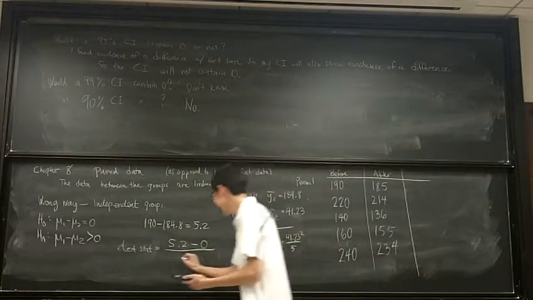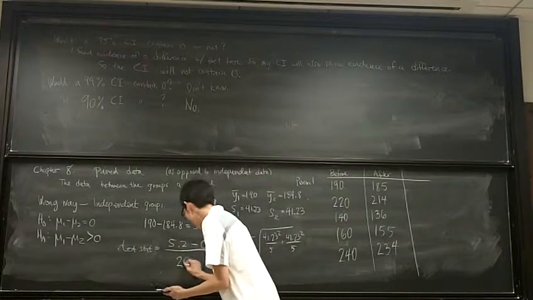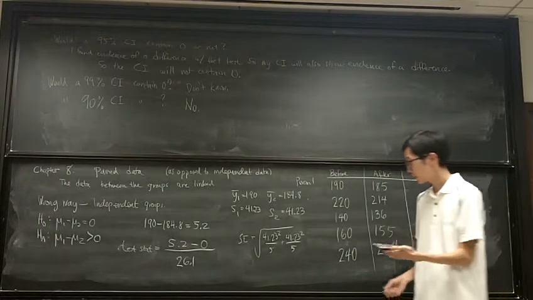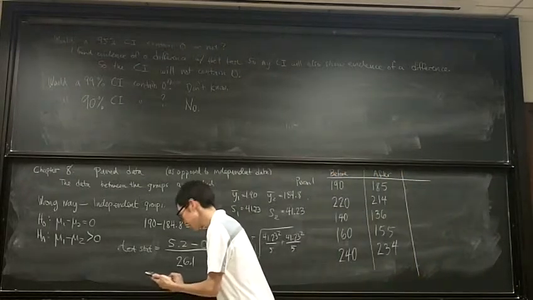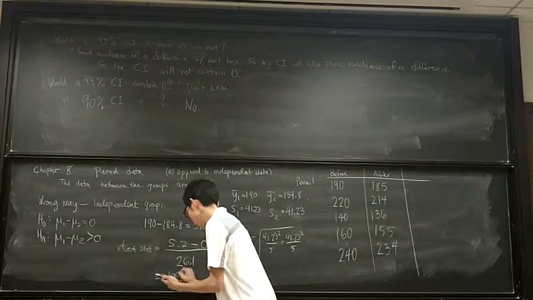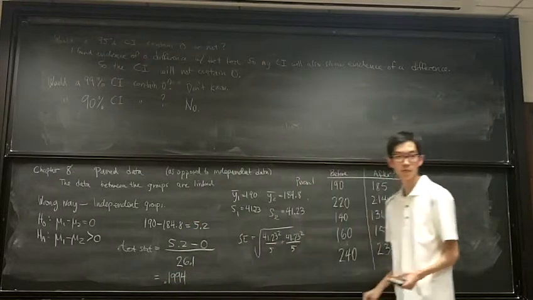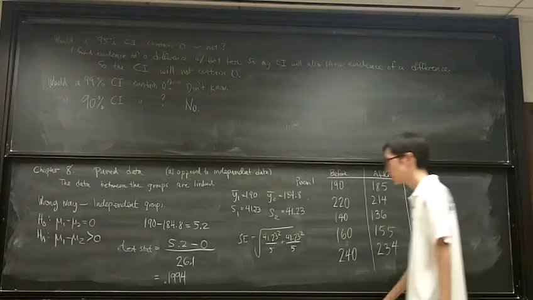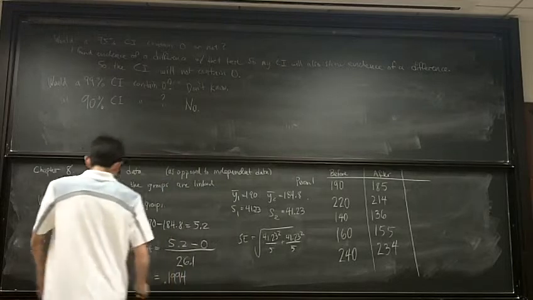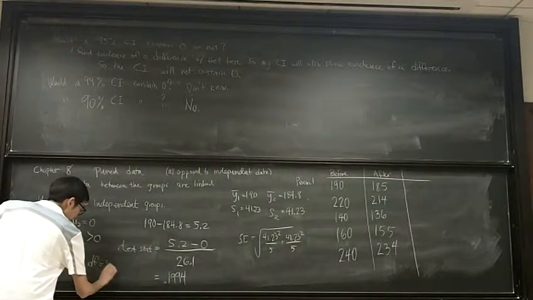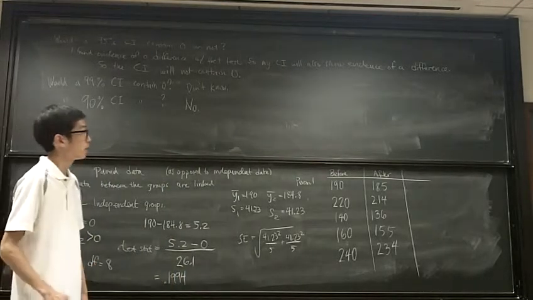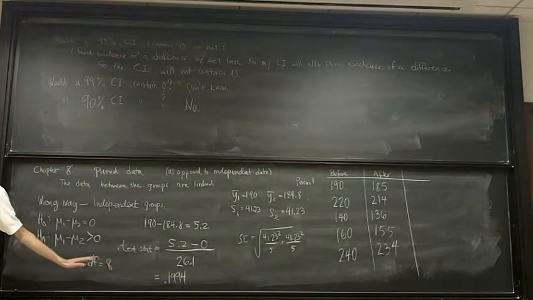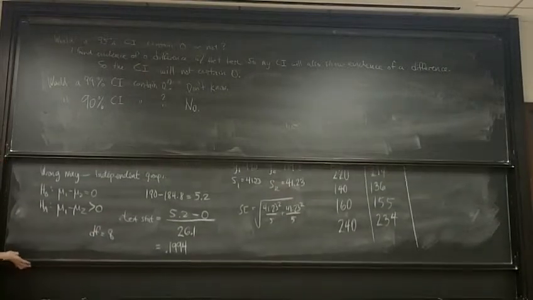Okay. So I get a standard error of 26.1 or something like that. Okay, and I do 5.2 divided by that. I get a test statistic of 0.1994. I would have 8 degrees of freedom. Everyone with me so far? Okay, so what is the p-value that I get here?